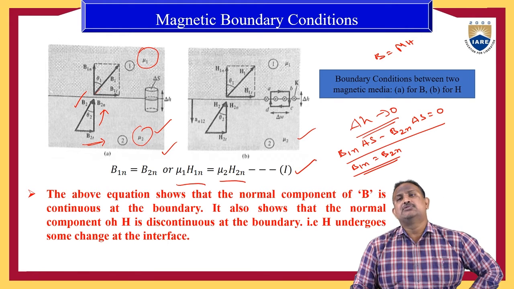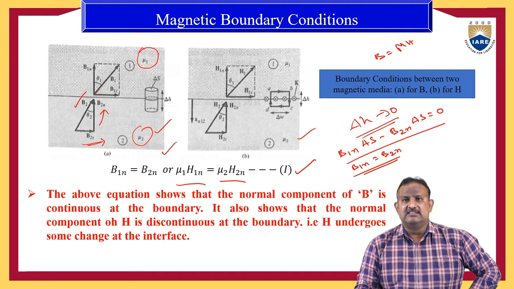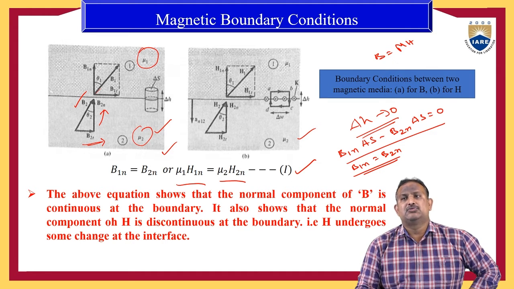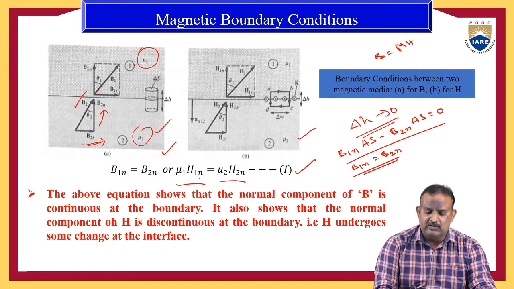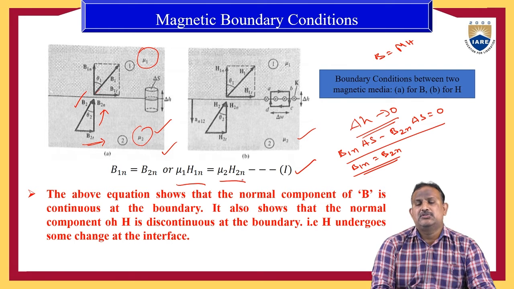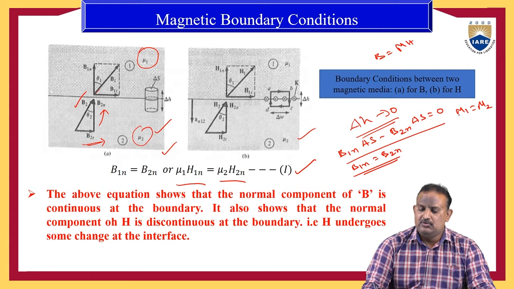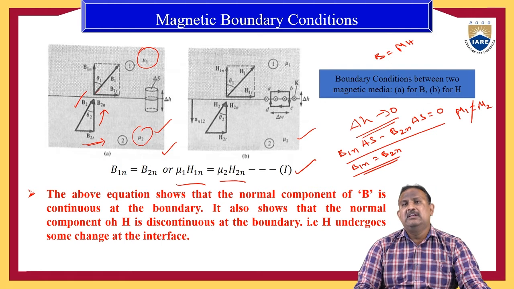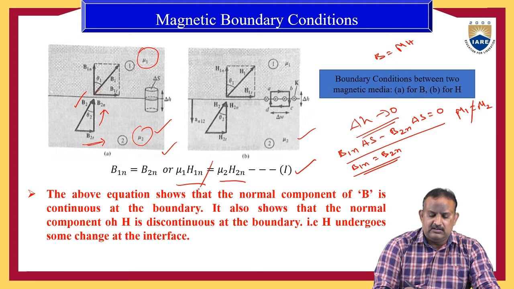The above equation shows that the normal component of B is continuous at the boundary. It also shows that the normal component of H is discontinuous at the boundary. Therefore, H undergoes some change at the interface. Consider the equation mu1 H1N equal to mu2 H2N. For two different media, mu1 is not equal to mu2, so when mu1 is not equal to mu2, this equation is not satisfied.